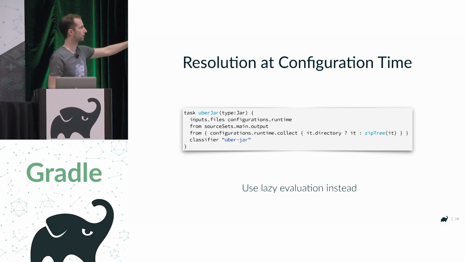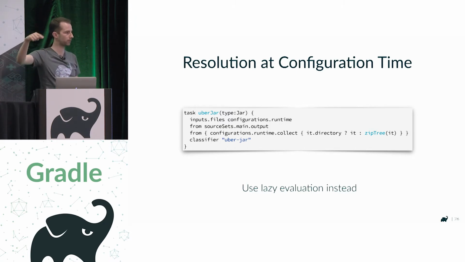Gradle doesn't know that your task depends on the runtime configuration. So you need to rerun that task when the runtime configuration changes. So you need to tell it about it. You need to say, hey, Gradle, the input files for this task contain configurations.runtime. And then Gradle will go and make sure that all the projects that are in your runtime dependencies are built before you try to run that uberjar task.